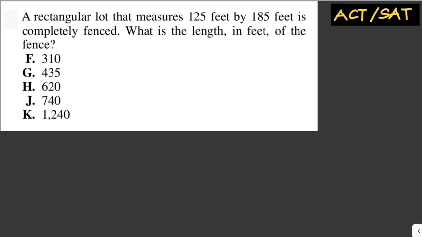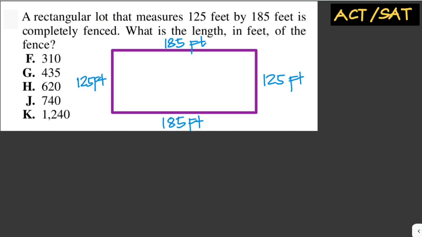A rectangular lot that measures 125 feet by 185 feet is completely fenced. What is the length in feet of the fence? So if this is our rectangular lot, it says here that it measures 125 feet by 185 feet. So the width, or the shorter side, is equal to 125 feet, and the longer side is equal to 185 feet. And in a rectangle, two sides are equal.